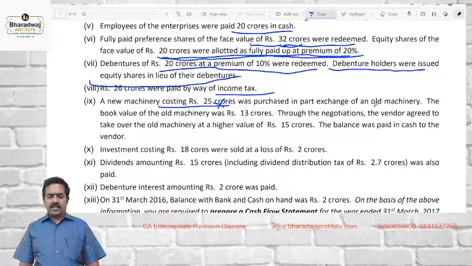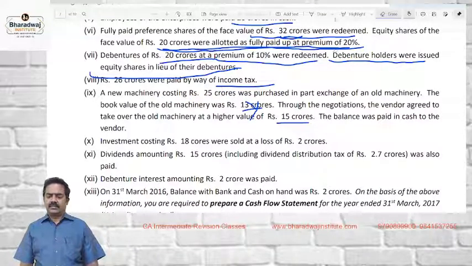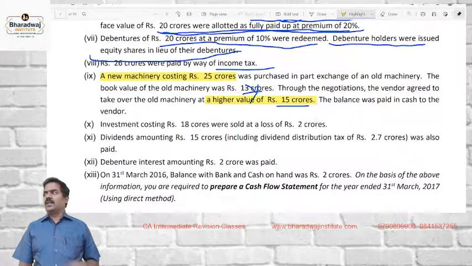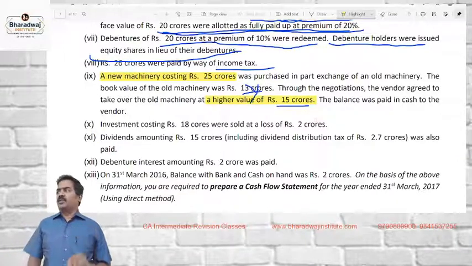An old machinery costing 25 crore doesn't matter for us. Exchange of old machinery, the book value is 13 crores. All these things don't matter. Okay. After the negotiation, the vendor agreed to take over the old machinery at a higher value of how much? 15 crores. Now, how much do you have to pay in cash? What is relevant over here? We are purchasing a new machinery costing how much? 25 crores. What is the exchange value? 15 crores. How much do you have to pay in cash? That is only relevant for which activity? Investing activity. Net outflow will be shown.